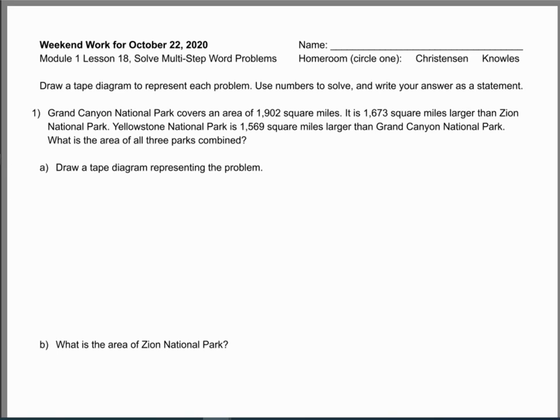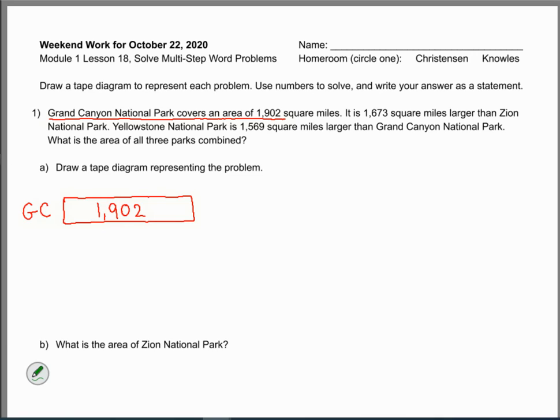Okay, well, what do we really know? Without doing any math, we know that Grand Canyon National Park is 1,902 square miles. So I'm going to just write GC for Grand Canyon. And I'm going to draw a rectangle, not super long, and I'm going to write inside it the number that represents its area, 1,902 square miles.